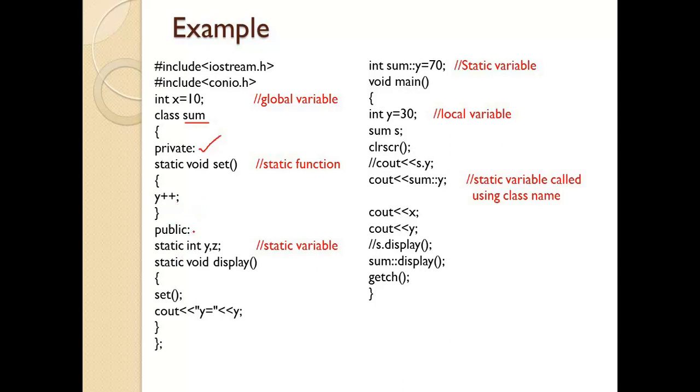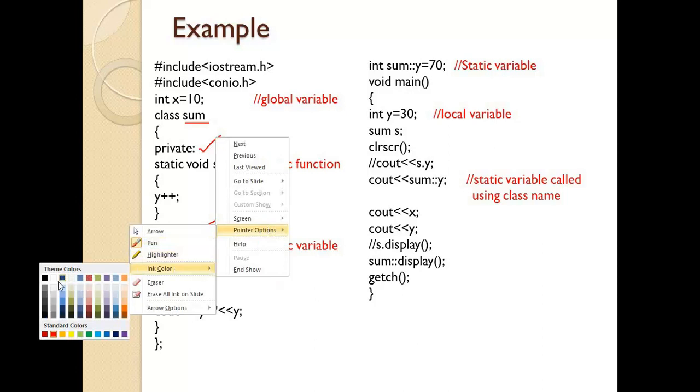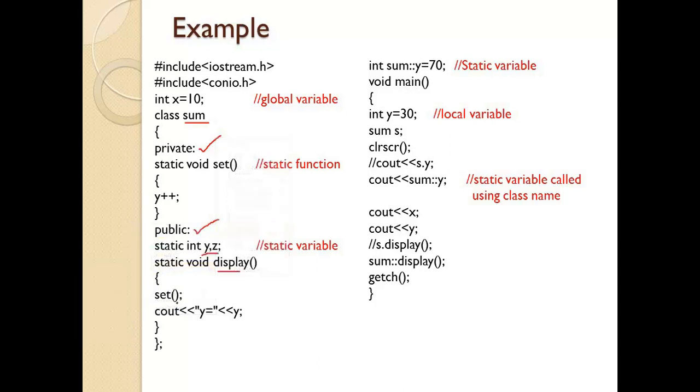Then under public mode I'm going to create two variables, y and z. These two variables are static variables again. And then I'm going for another static member function called display. Here you just remember, inside the display member function I'm calling the set member function.